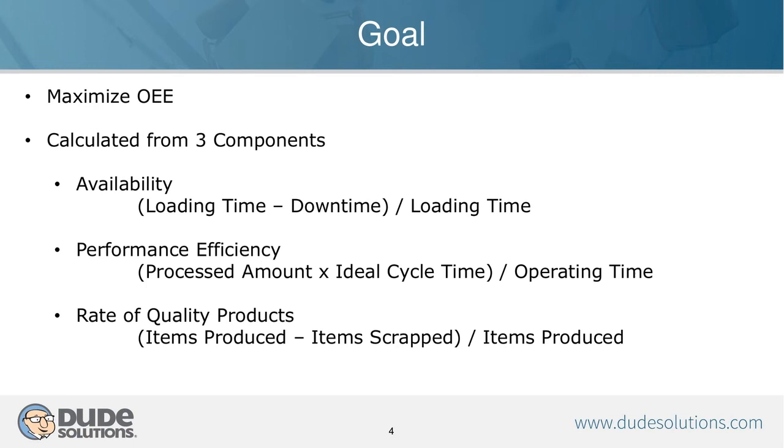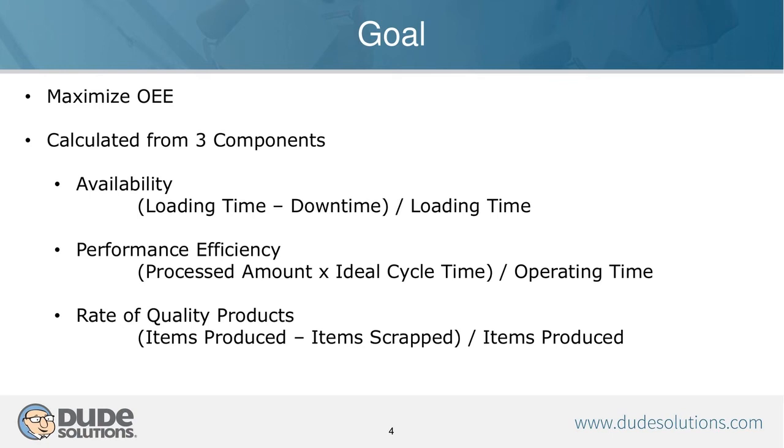So what is the goal of maintenance operations? It is to maximize overall equipment effectiveness. This is calculated from three components. First, availability, which is basically the loading time minus the downtime divided by the loading time.